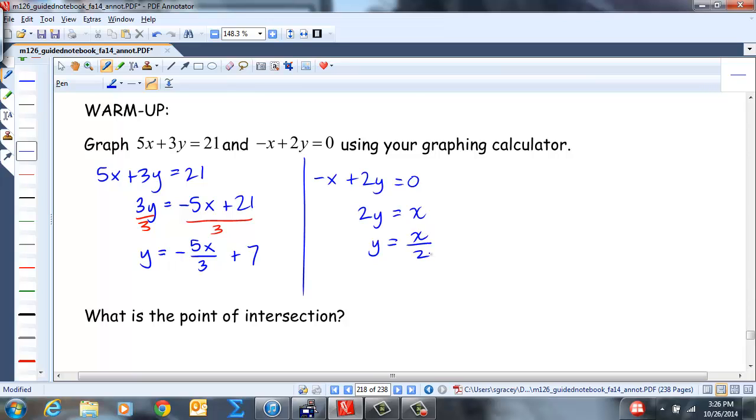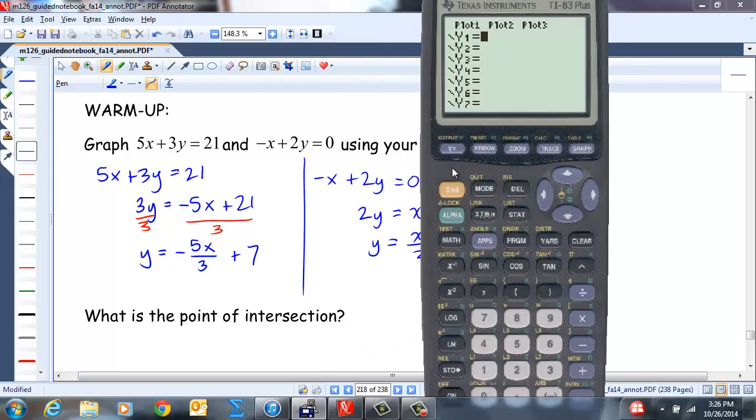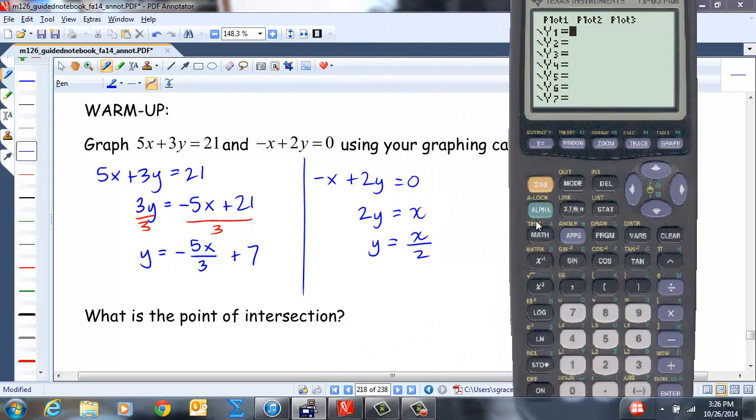So now let's pull out our graphing calculator and see how we do. For y1, we will have negative 5 times x divided by 3 plus 7. And then for y2, we'll have x divided by 2.